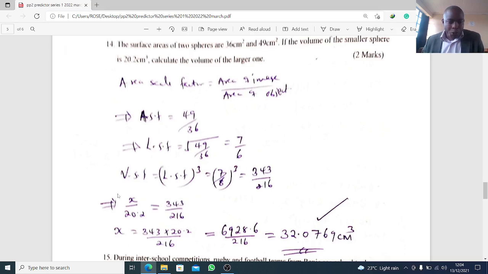So we cross multiply. That means 216x is equal to 20.2 times 343. X will be 20.2 times 343 all over 216, and that gives you 6928.6 all over 216. That gives you 32.0769 centimeters cubed. That is the volume of the larger sphere.